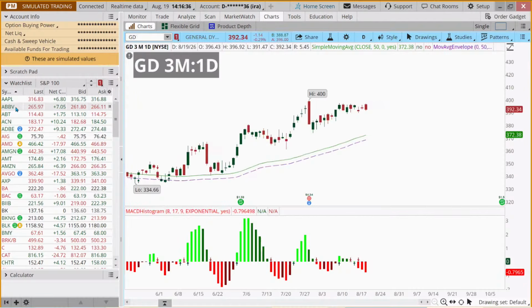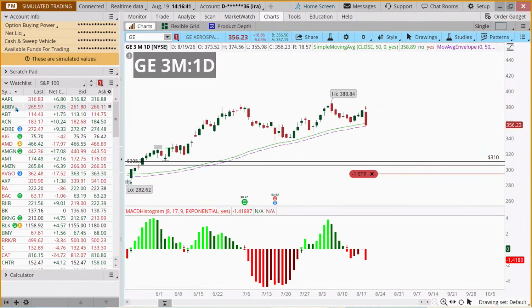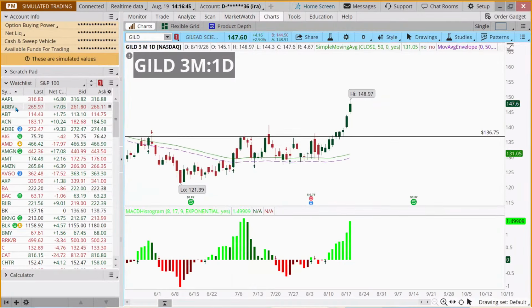GD. General Dynamics. Nice trend. MACD's red. Done. GE. MACD's red. Done. Gilead. This one looks like it broke resistance maybe 4 or 5 days ago. Green arrows across the board. Moving average is rising. Valid signal. Little bit late.